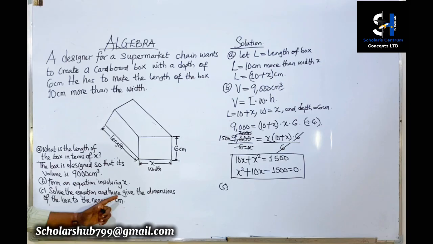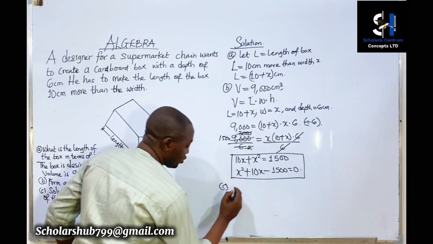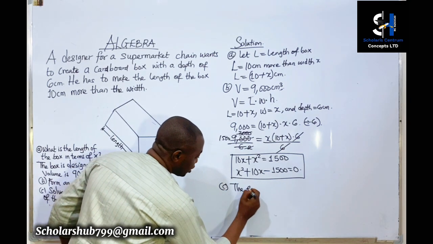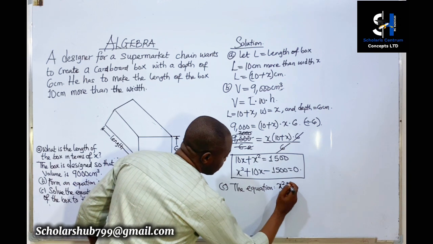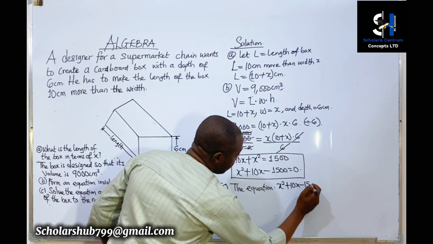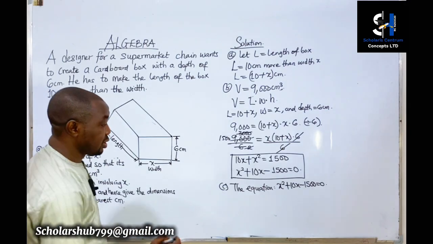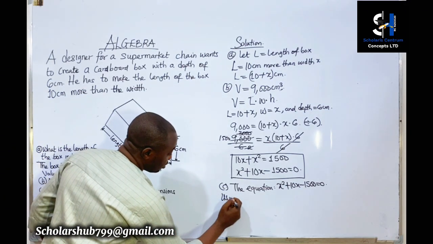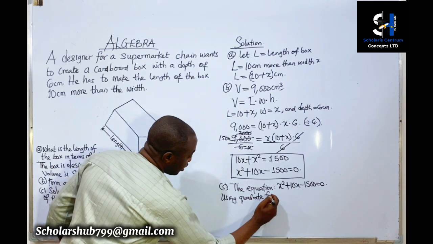Now C, solve the equation and hence give the dimensions of the box to the nearest centimeter. We want to solve this equation. The equation is x squared plus 10x minus 1500 equals 0. Now let's use the quadratic formula.